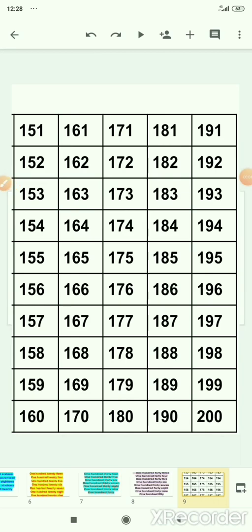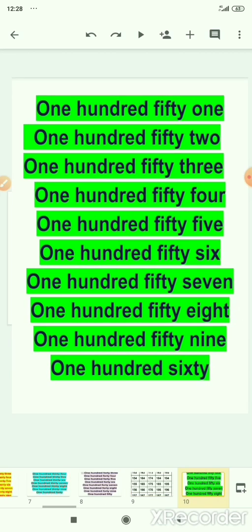1, 2, 3, 4, 5, 6, 7, 8, 9. So children, it is very easy to write all the number names. You just have to remember the numbers, what comes next and what comes before, and also learn the spellings, so that you are able to write all the spellings sequentially. The last number is 170, from 161 up to 170. 170 is ONE HUNDRED 100 and SEVENTY 70.